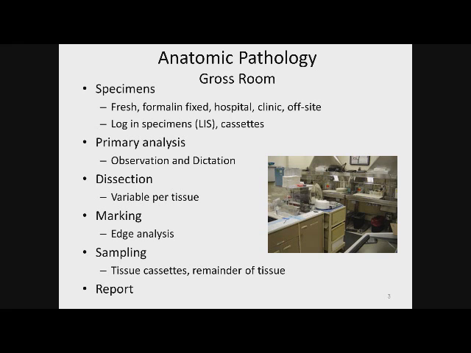Grossing in includes the primary analysis, which is simply the observation and dictation of what is seen with the gross specimen. It can involve dissection, depending on the size of the specimen, which is variable per tissue. Marking, which includes edge analysis, which may be pre-marked by the surgeon, but also further marking required for larger specimens as they are dissected. Sampling, which is placing the tissues into the tissue cassettes and storing the remainder of the tissue, and finally issuing the report.